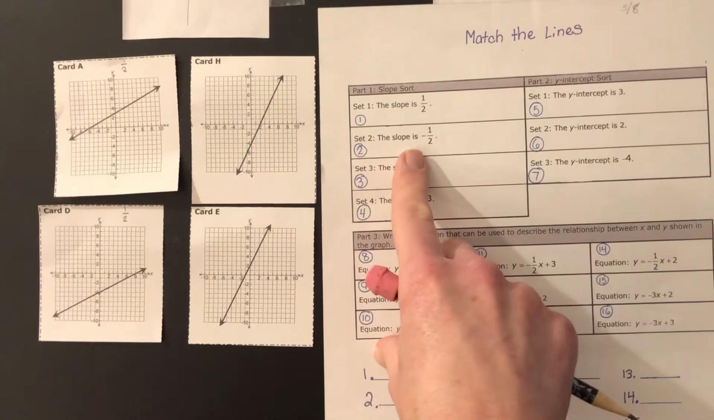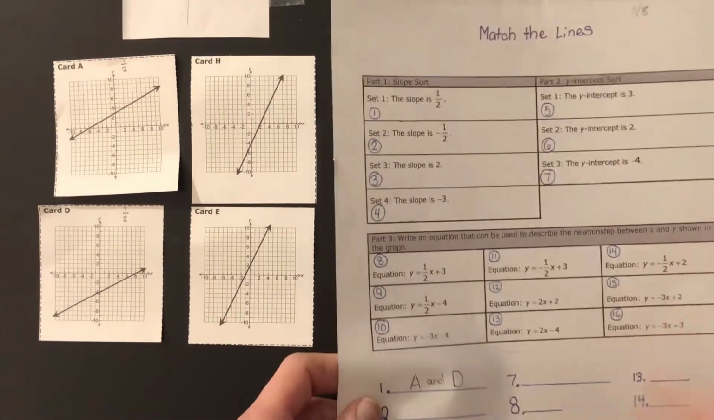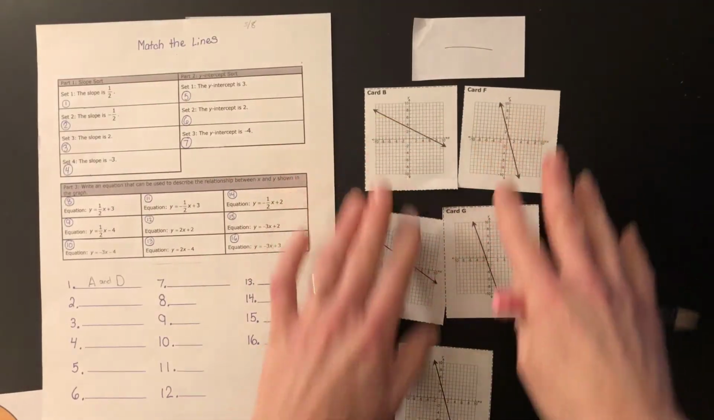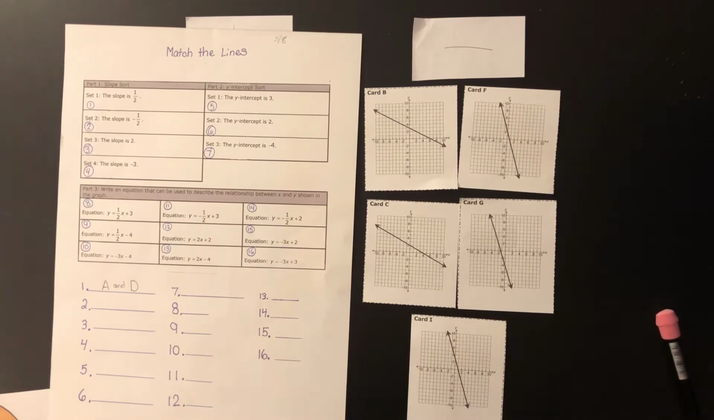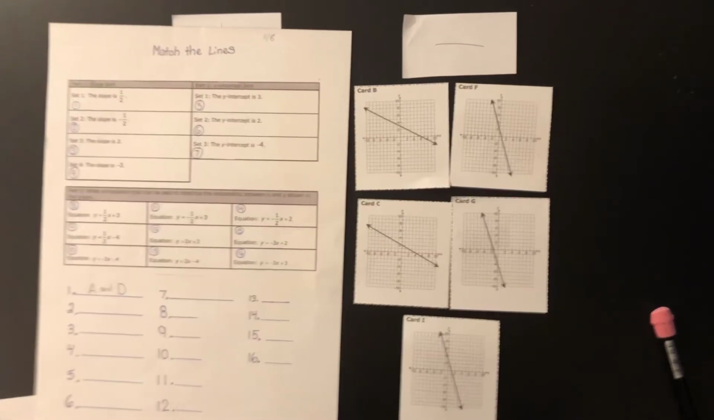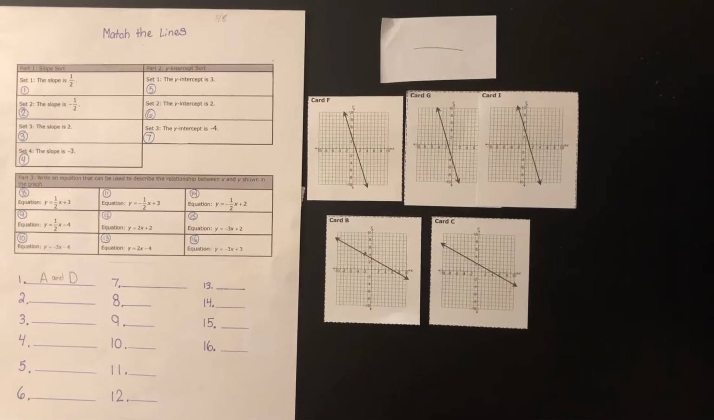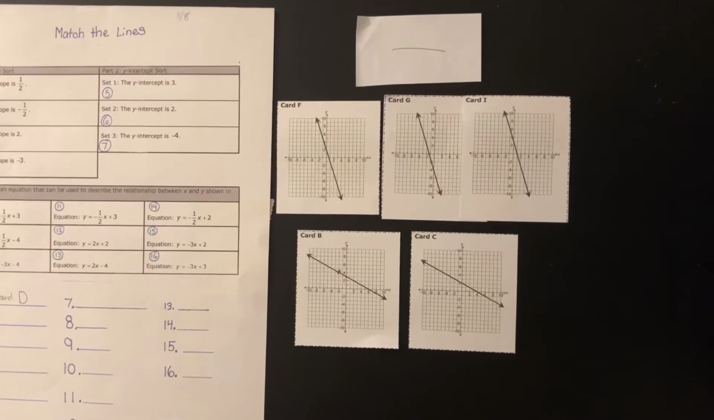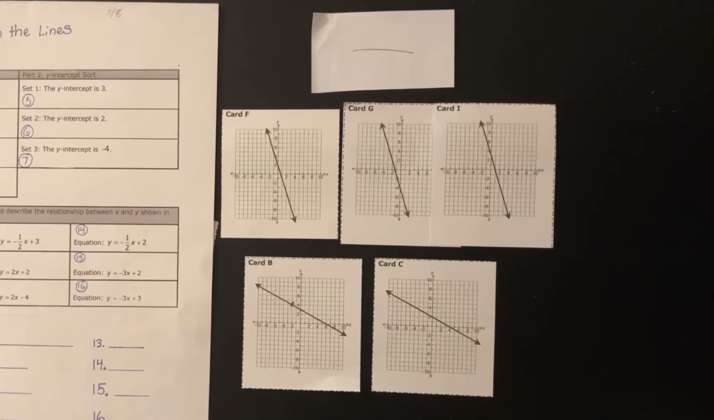Number 2 is slope of negative 1/2. So let's look at all of our negative slopes. I'm going to sort them so they're sort of the same. See how I sorted them? The top row, they're very similar, and the 2 in the bottom row are very similar. They may not be exactly the same, but they're very close to it.